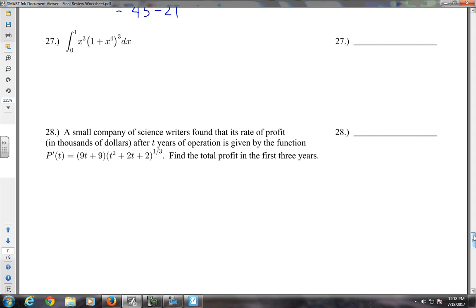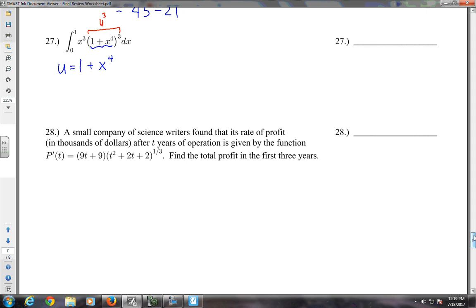That is awesome. On 27, this one gets a little more challenging because we have to do our substitution process. Notice I can't just distribute the x cubed here because I have an exponent right here. So what I'm going to do is make a substitution. Let's let u be the inside of our composed function here. U is going to be 1 plus x to the 4th. So this part will be expressed as u to the 3rd power.